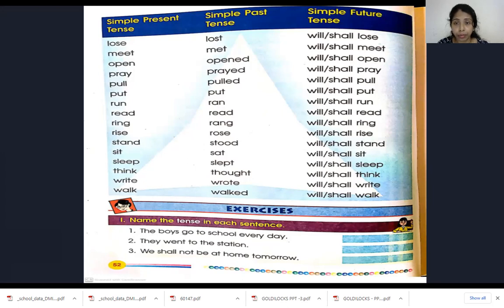And the answer keys, I will upload in the Google Classroom the next day. So first, your duty is to learn those words by heart. Then you will solve the exercises. And you will get the answer keys in the Google Classroom by next day.